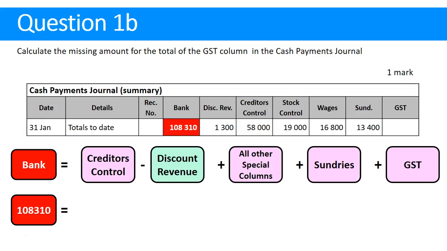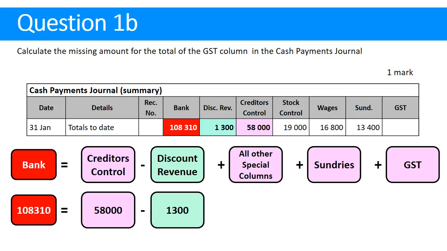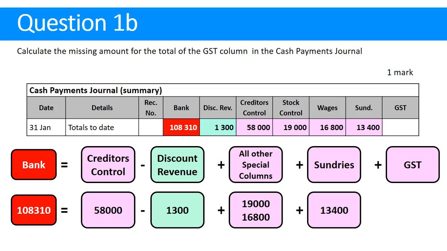So let's go and put those numbers in. We've got the total bank of 108,310, the creditors control of 58,000 minus 1,300. The two other special columns were 19,000 and 16,800 for stock control and wages. We had sundries of 13,400, and then the one we needed was the GST figure. So how do we get from here to being able to figure out what that GST number is?